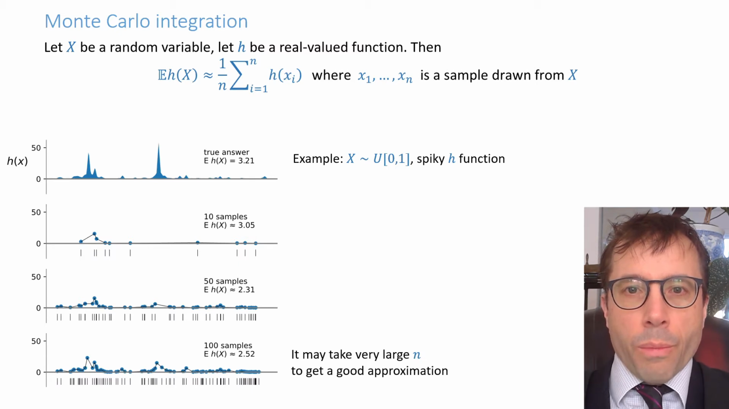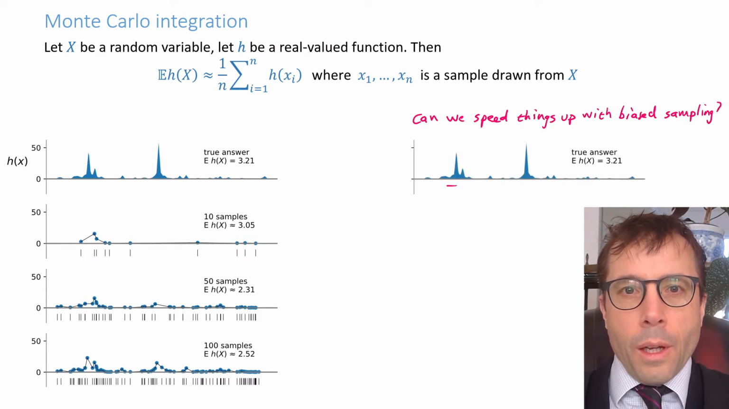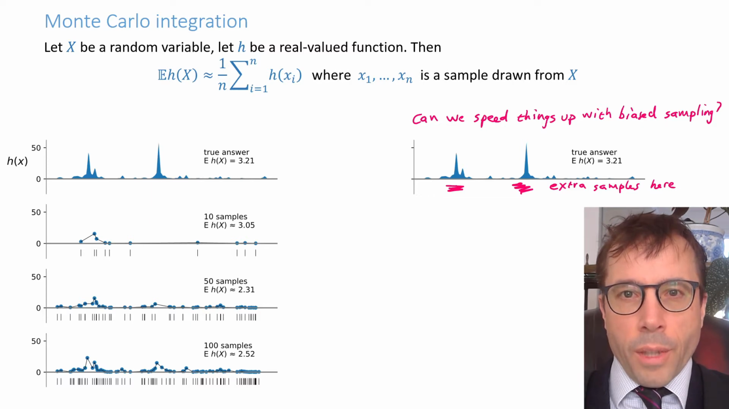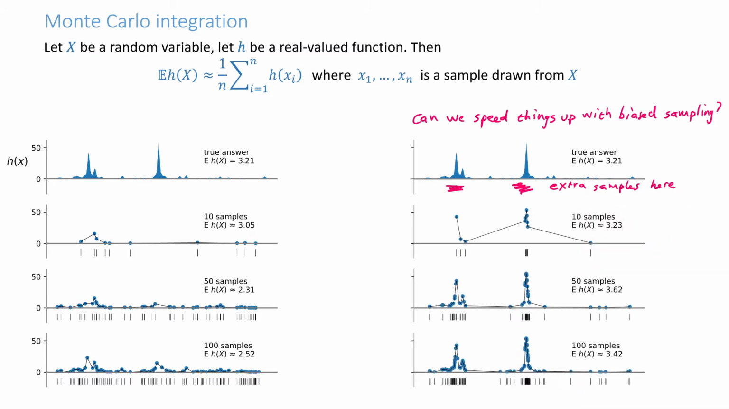Here's what it looks like with more samples. Even with 100 samples, we're still missing out the big spike. So what can we do to make sure that our samples hit the interesting regions of the sample space? The natural thing to try to do is to bias our sampling, so we get extra sample points in those regions. You can see that even with 10 samples, we're picking up the shape of the h function much better.